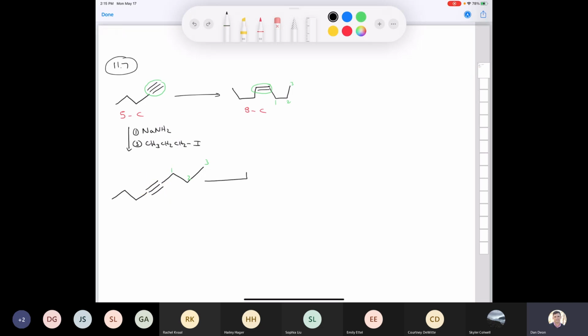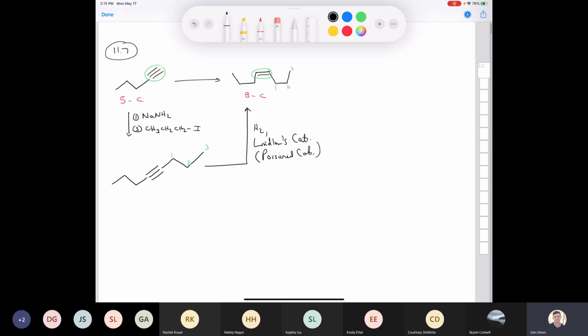We're going to take it and we're going to treat it with hydrogen and Lindlar's catalyst, which is a poisoned catalyst. Sometimes you hear it called a poisoned catalyst, like that. Here we go. Well, let's move on to the next one.